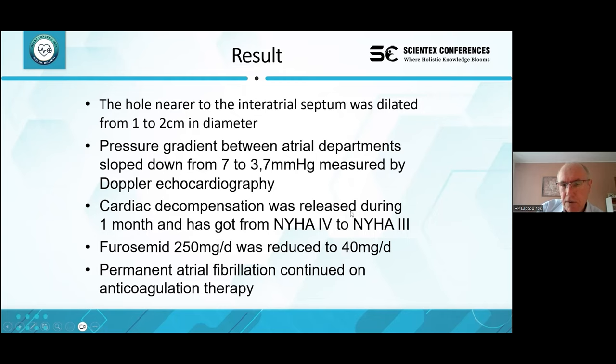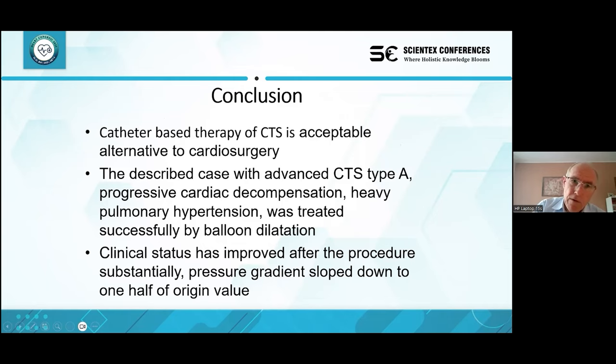Cardiac decompensation was relieved within 1 month. The clinical status of the patient got better, and he went from NYHA class 4 to 3. Diuretics could be reduced from 250 milligrams per day to 40 milligrams a day. Now the status of the patient is very good, and he is only on 20 milligrams a day. Permanent atrial fibrillation continued, and he is on anticoagulation therapy now.